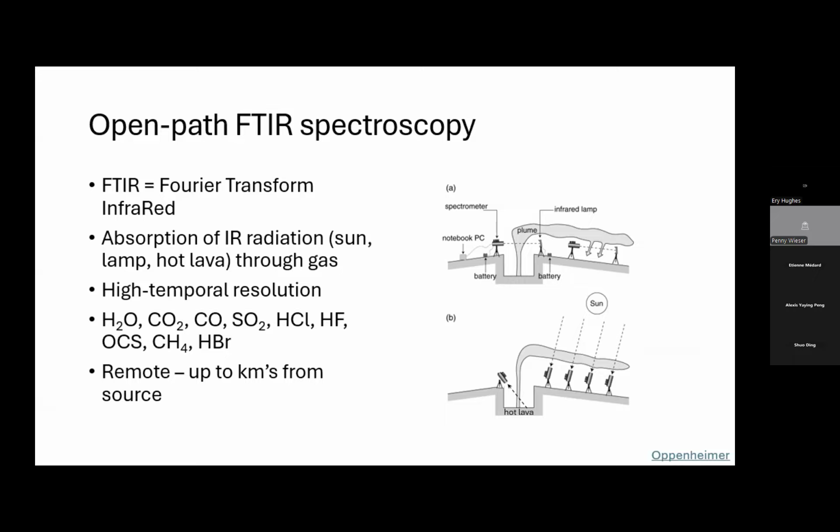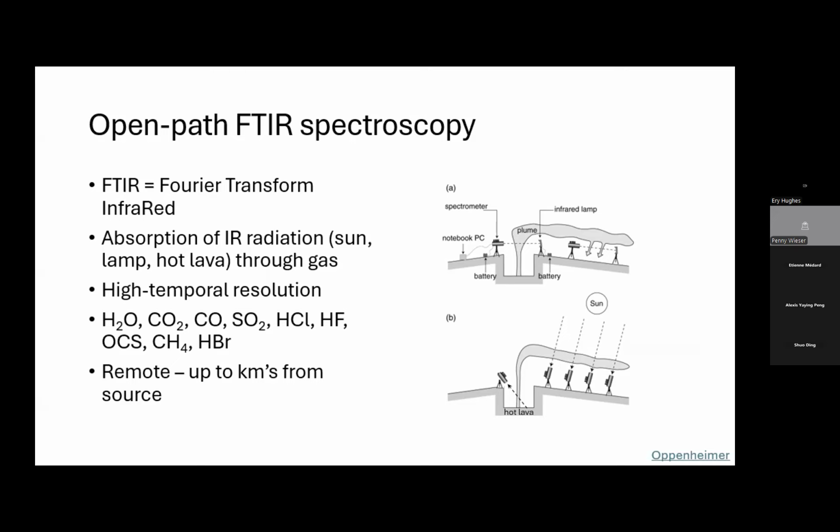The source of IR can be like the sun. It can be an infrared lab source that you take into the field yourself, or luckily, if there's an eruption going on, the lava is really hot, and that can be its own IR source. So people have done FTIR from lava lakes, from fire fountaining, and from lava flows. It can measure a whole variety of species.